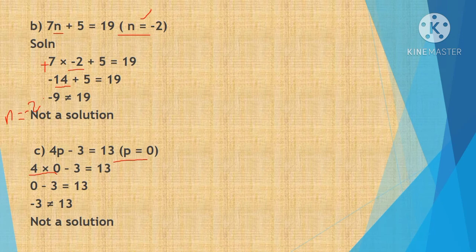What is the second problem? What is the question? 7n + 5 = 19. Here what is the n value? n is minus 2. Here in this equation, can you identify the coefficient of n? What is the coefficient of n? 7. What are the constant terms present in this equation? 5 and 19. Okay, children.